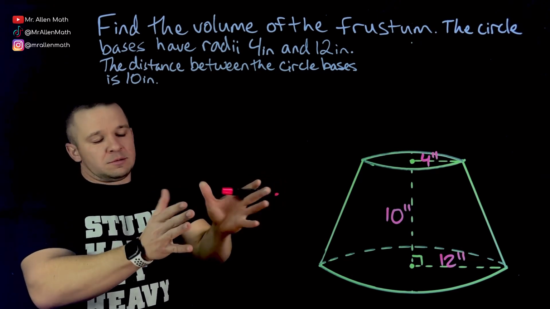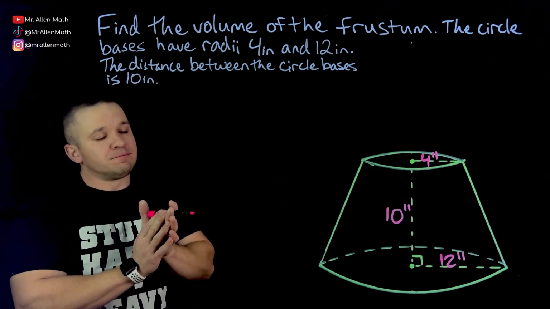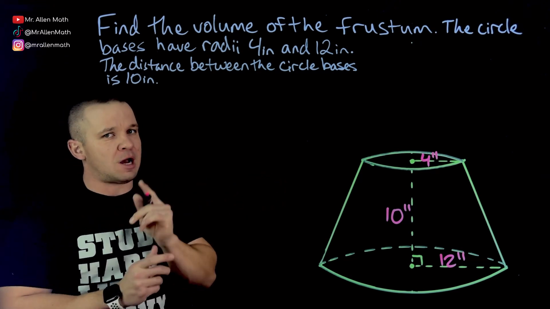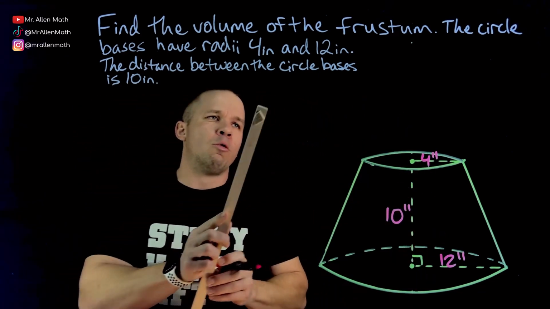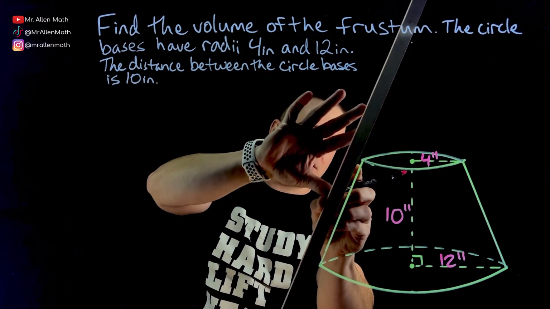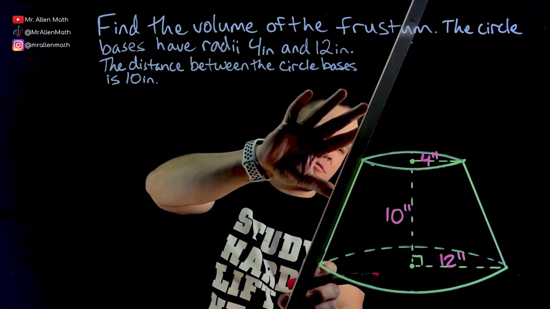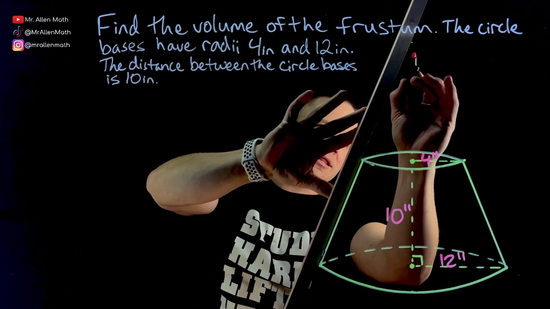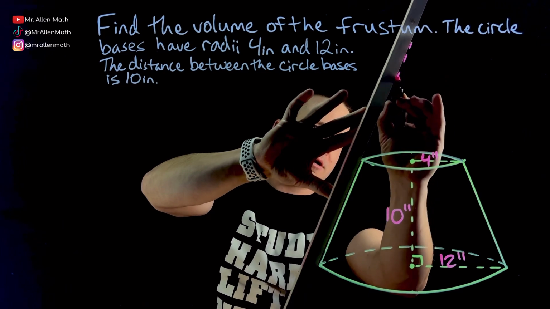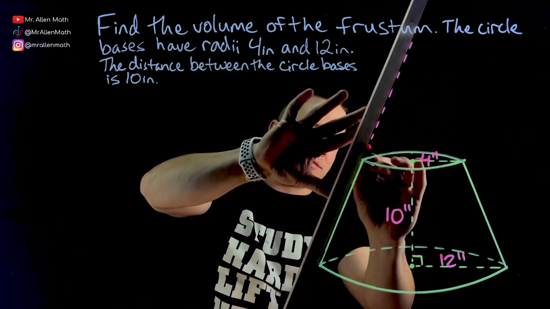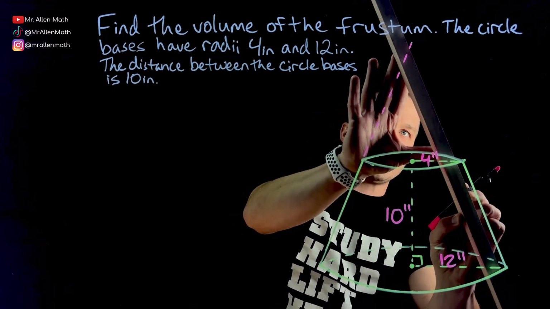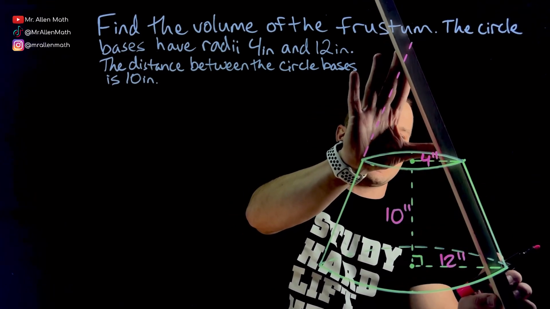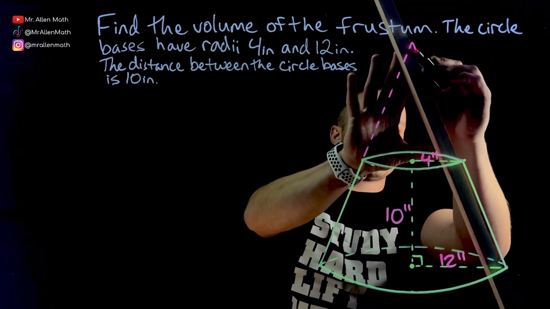What do I do here? There is no straight-ahead formula for a frustum. However, I did mention a cone being chopped off. What if I were to extend this thing here? I'm going to extend it out, and you may see a little tiny green dot that I had there. It was on purpose, so that I could line it up later.